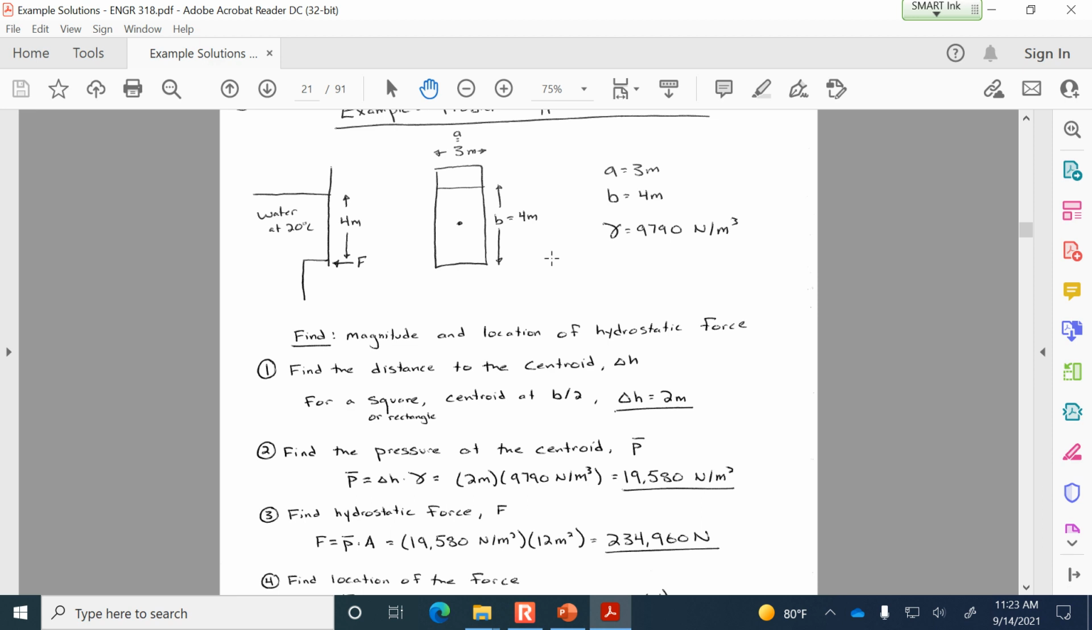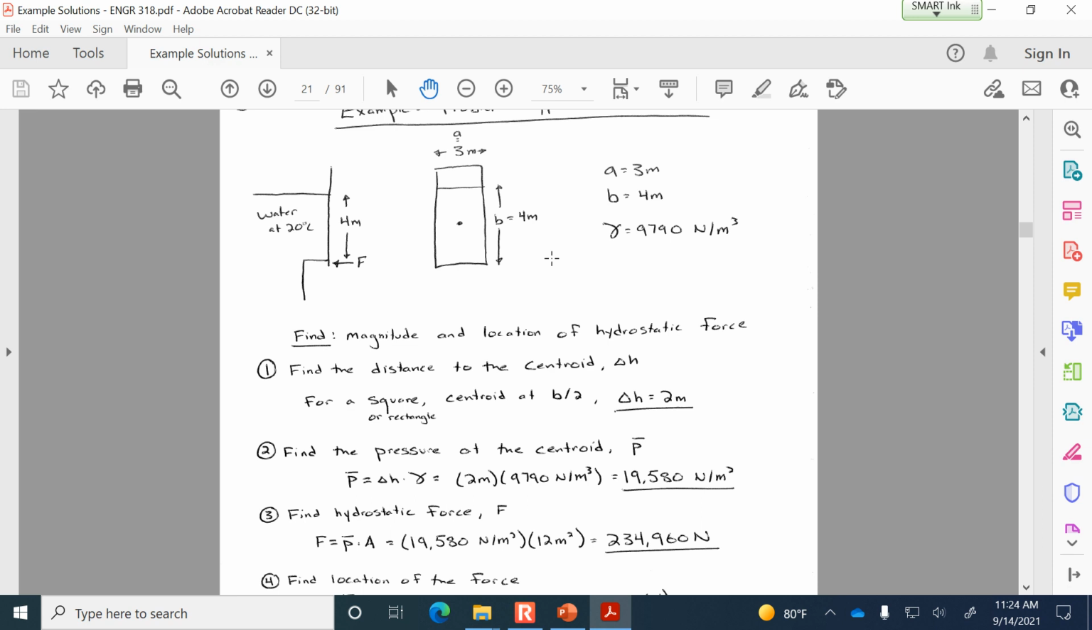So we have a gate that is 3 meters in width, and the relevant height that the water is applying to, B, is 4 meters. Okay, and this width is the parameter A. The unit weight of the fluid is 9790 based on the temperature of the water in this example.